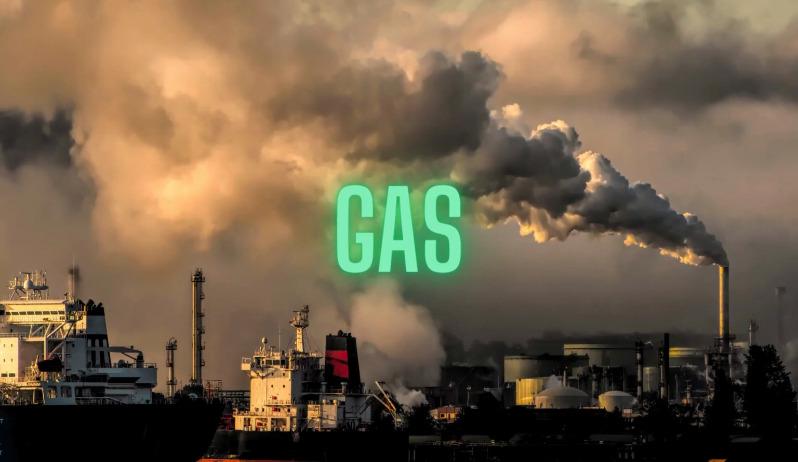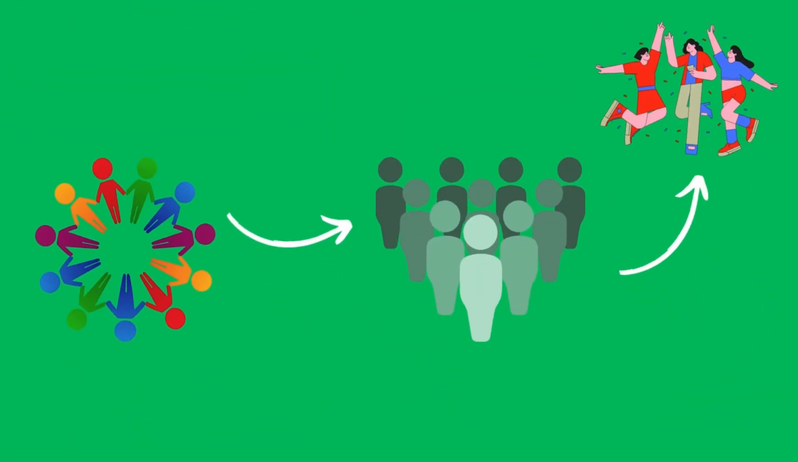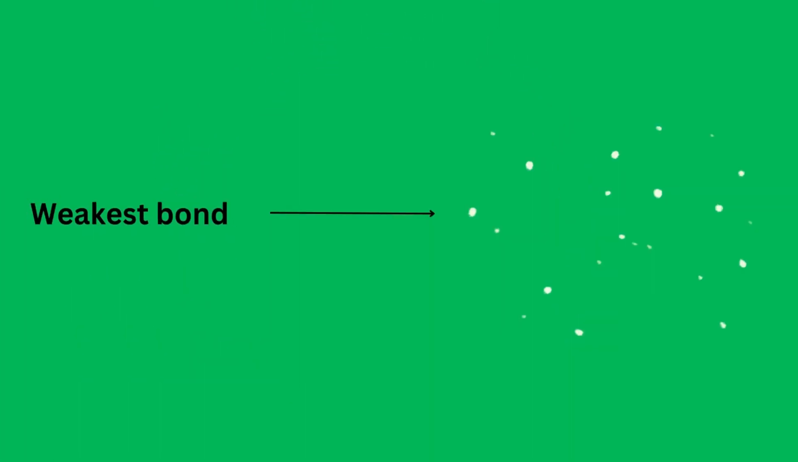Congrats! We are starting the last topic, which is the state of gas. Remember these people? They have now started partying. This means that they are now disunited from each other. These are the properties of gas.